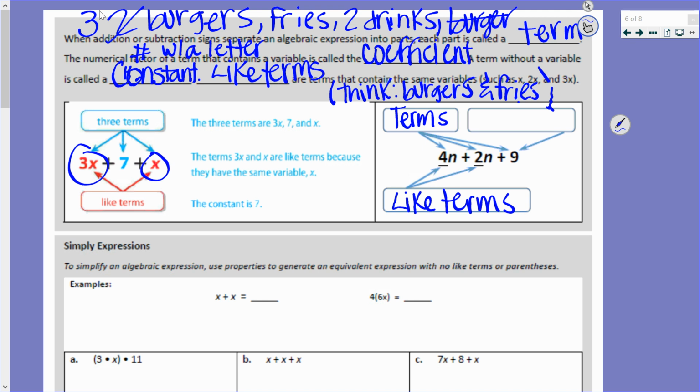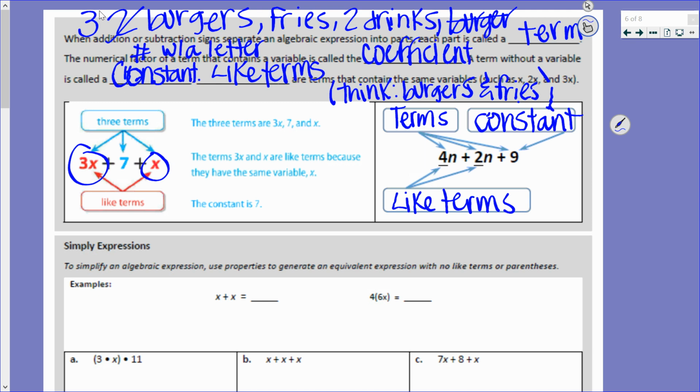So this would be 4 burgers, 2 burgers, all right? Individual, separate pieces. So like terms. And then the last one on the end, that 9 is a constant. So a constant is a number with no variable part.